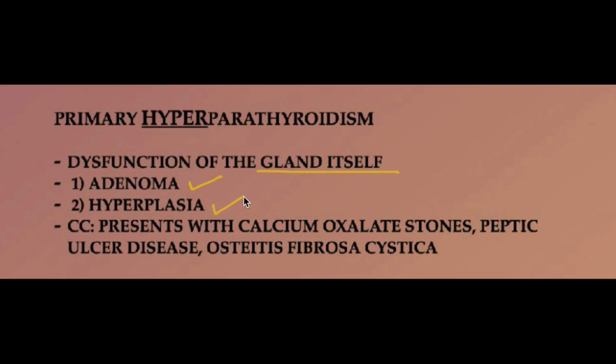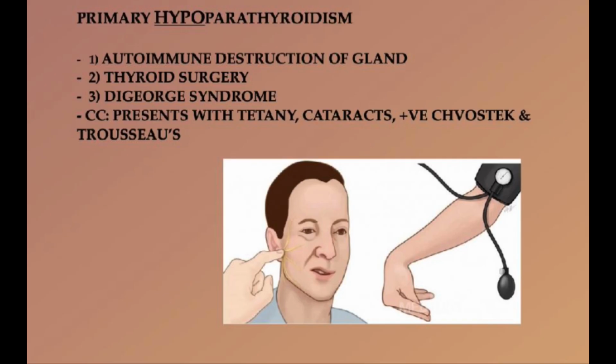Clinically, you will see a patient presenting with calcium oxalate stones due to increased serum calcium. Calcium in the blood also causes an increased secretion of gastric acid by activating gastrin, so this can lead to peptic ulcer disease. And the patient can also present with osteitis fibrosa cystica.